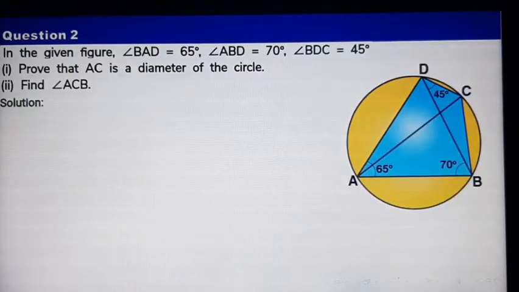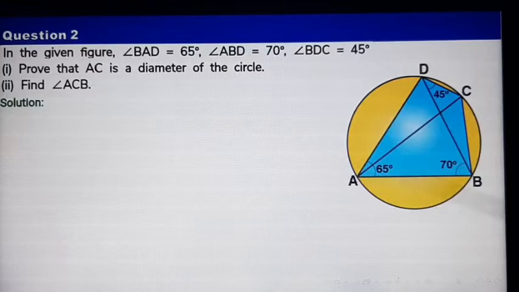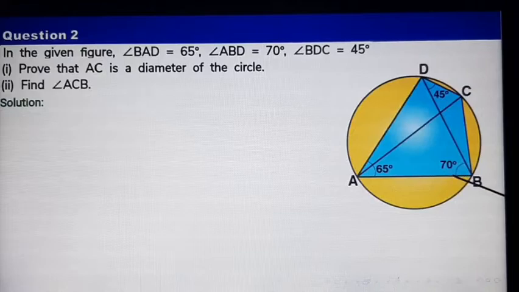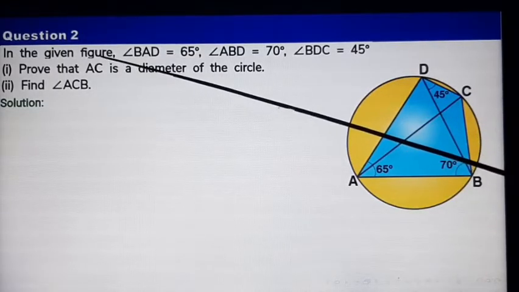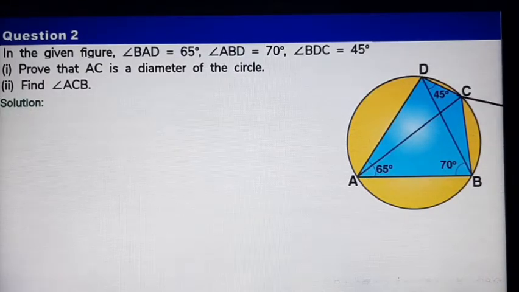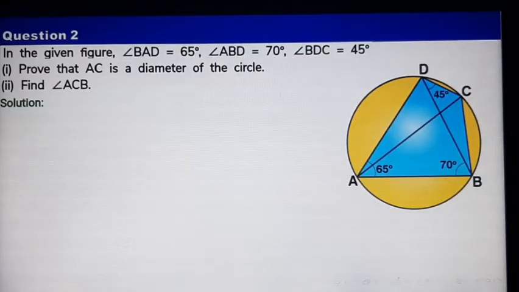The question says, in the given figure, BAD is 65 degree, so this angle is given to be 65 degree. ABD is given to be 70 degree, that is this angle, and BDC is given to be 45 degree. Now you need to prove that AC is the diameter. This is the diameter of the circle, and we need to find angle ACB, that is this angle. So we need to find these two things out here.